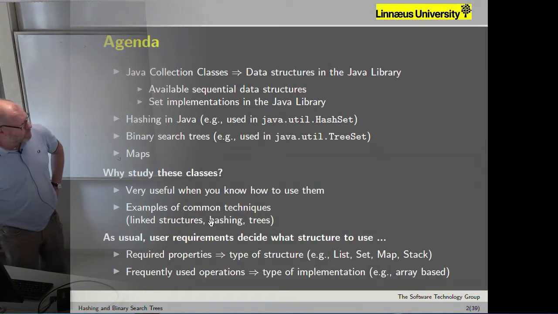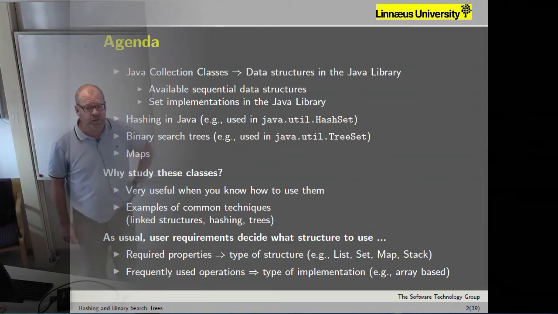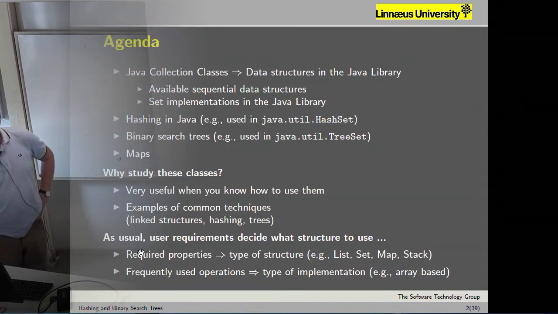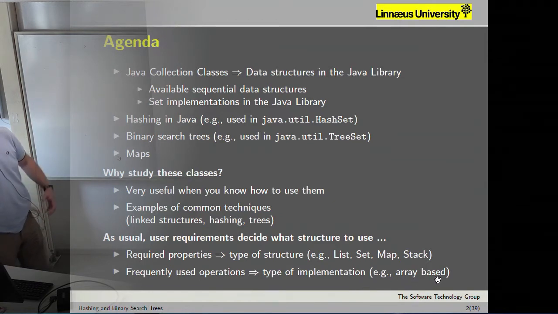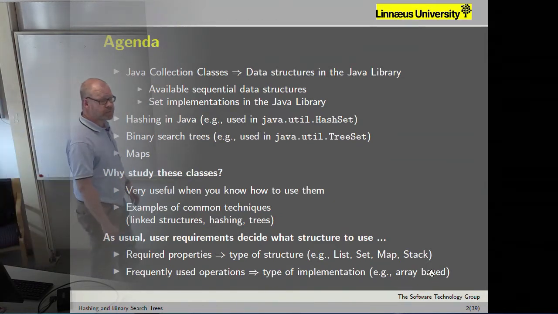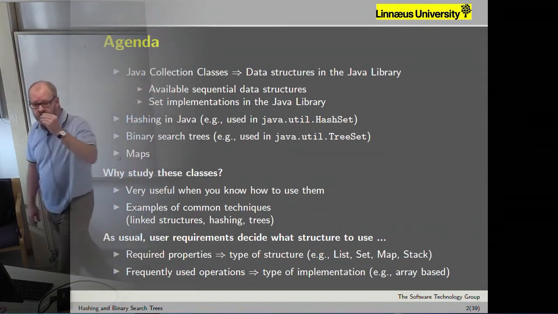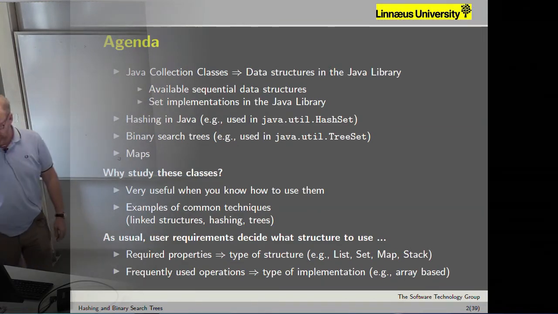As usual, when you're a programmer and you need a data structure, you should ask yourself two questions. What are the required properties of the data structure? Based on this decision, you say that you would like a list, a set, a map, or a stack. You decide what type of data structure. Then the second question is, which is the most frequently used operation? Then you decide what type of implementation to use, for example, array-based or linked if it comes to a list. So I always recommend students to ask these two questions when selecting what data structure to use.